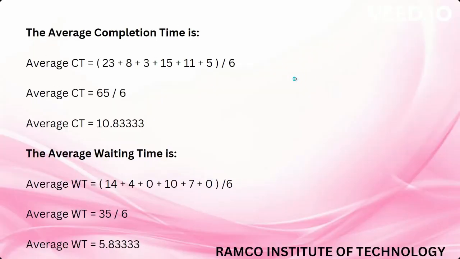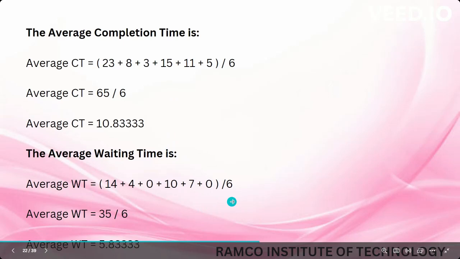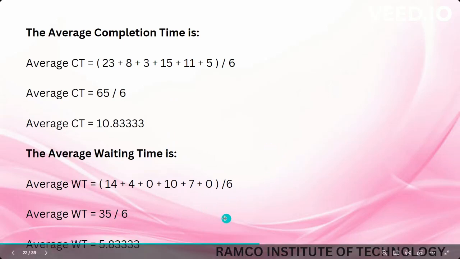So the average completion time is 10.83333. So here, the total completion time of all the processes divided by the number of processes. Then the average waiting time is 5.83333. So here, the total waiting time of all the processes divided by the number of processes.